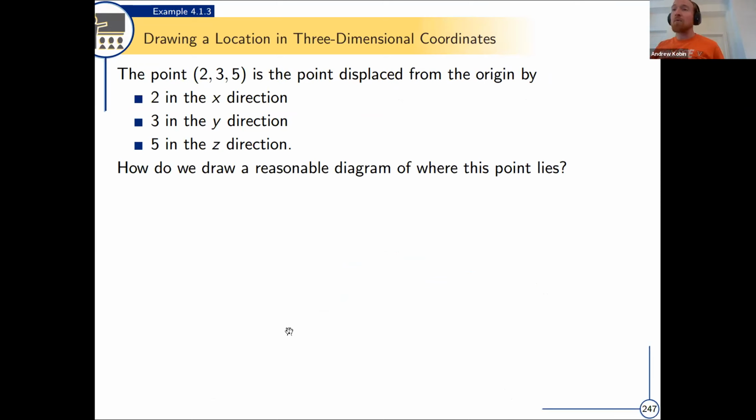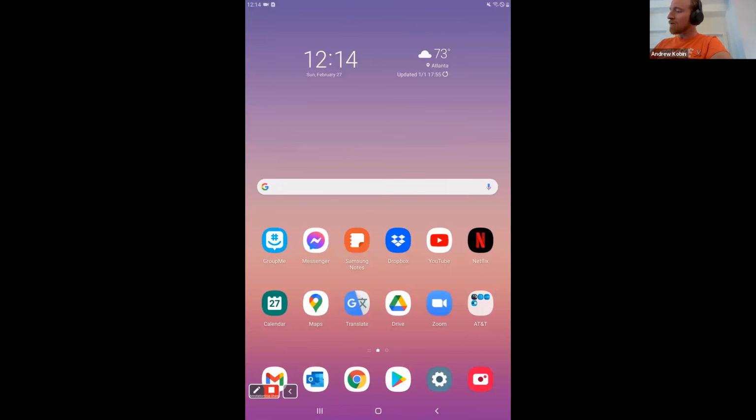Every point can be uniquely specified by an address consisting of an x, a y, and a z component. And you should think of it again as first walk 2 units, if it's 2, 3, 5 in this example, walk 2 units along the x direction, then 3 in the y direction, and then 5 in the z direction. Let's try to draw this together. I bet you can do this without my help, so if you want to try it, pause the video and then check back in with me after that.